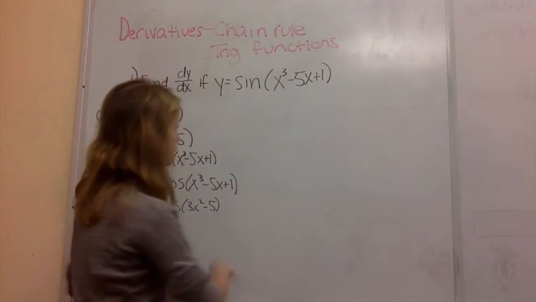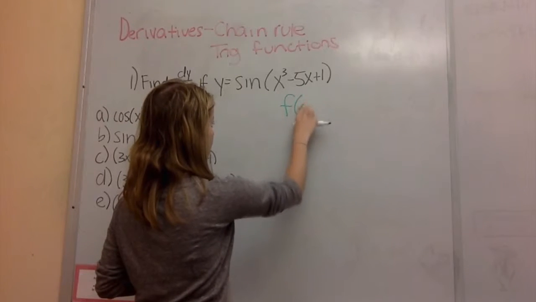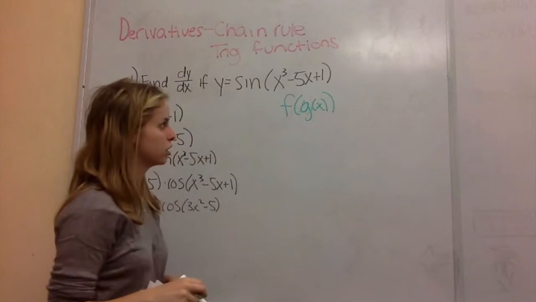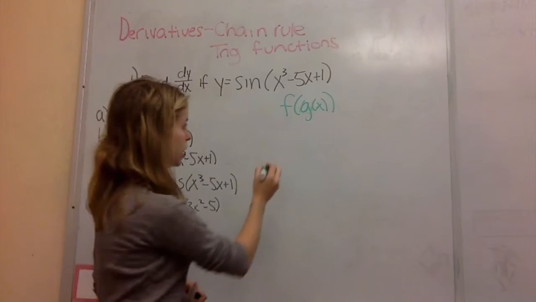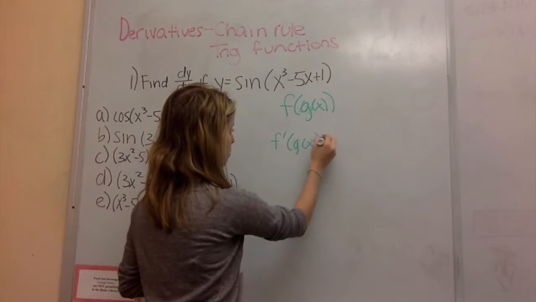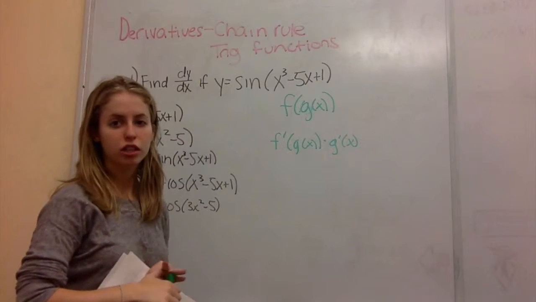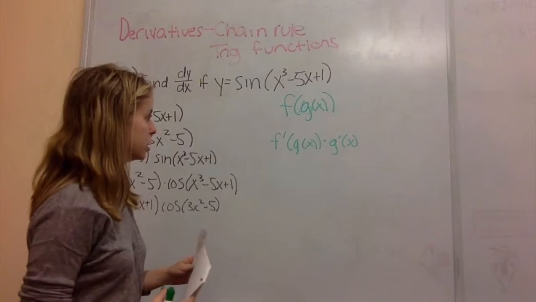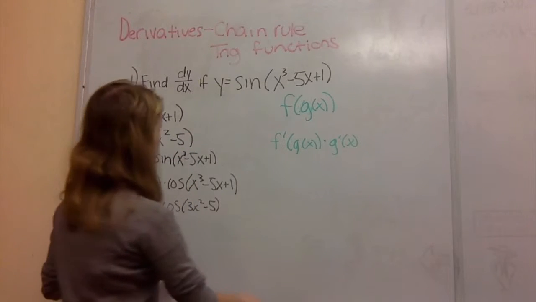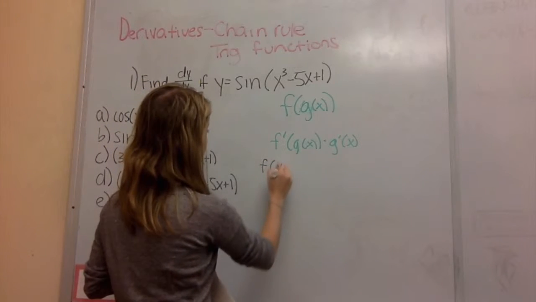So the basics of the chain rule is that you have an outside function, f of x, and then you have an inside function, g of x. So you have f of g of x, and then to find the derivative of f of g of x, you're going to have f prime of g of x times g prime of x. In the first part, you want to make sure that you don't put g prime of x into f prime of x.